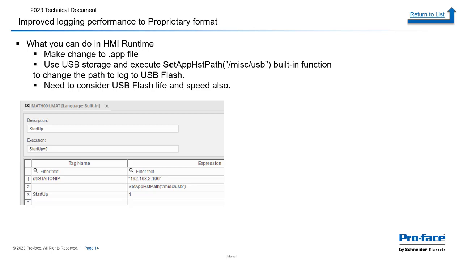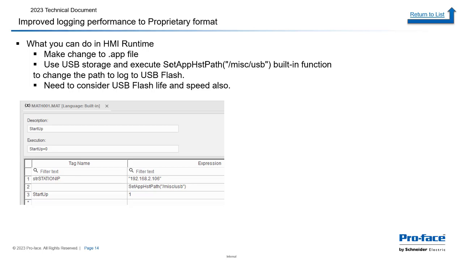Okay, so what can we actually do in the HMI runtime? Of course, we can make that change to the app file. We can also use USB storage, by executing a command to set the historical path for the proprietary data to a different location, in this case a USB stick plugged into the STM6000 box. But we also need to consider the USB flash life and speed, because you have the same problem. If you cyclically write to USB flash, depending on the quality, etc., you will burn out the memory.